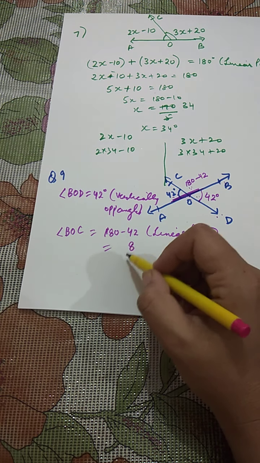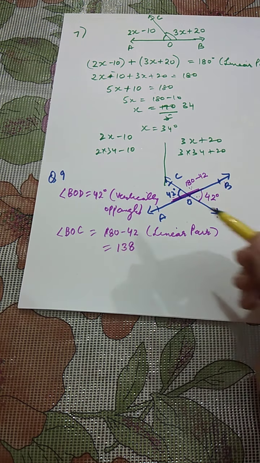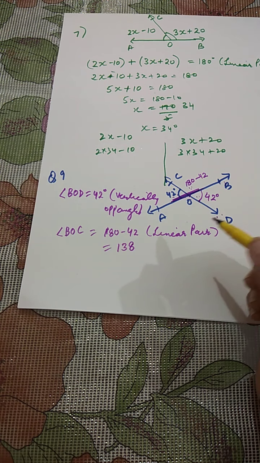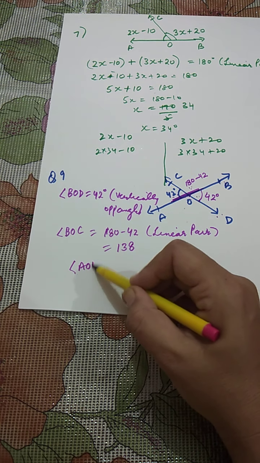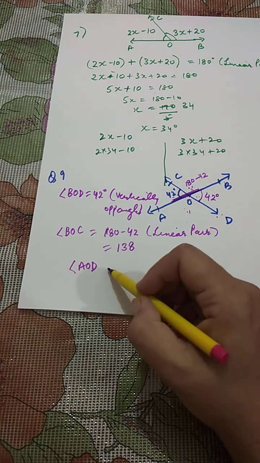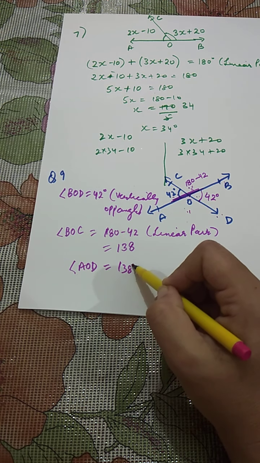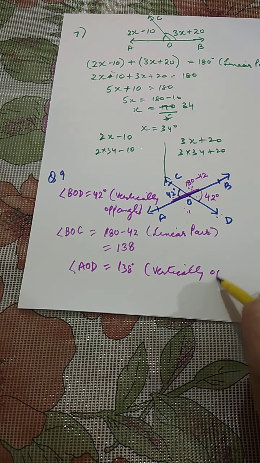Now after calculating this, I will get 138 as this angle. And the next last angle is angle AOD, which is the vertically opposite angle of angle BOC, which will be equal to 138, and the reason will be vertically opposite angles.